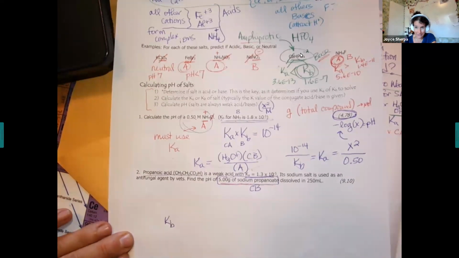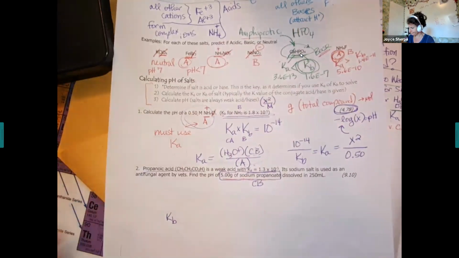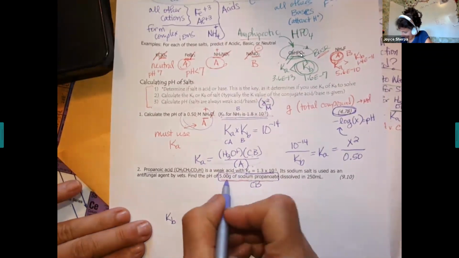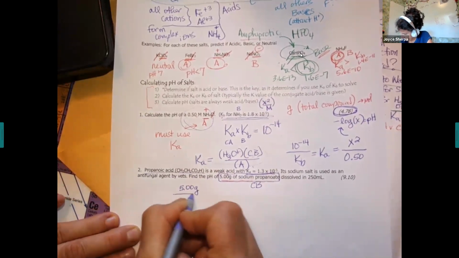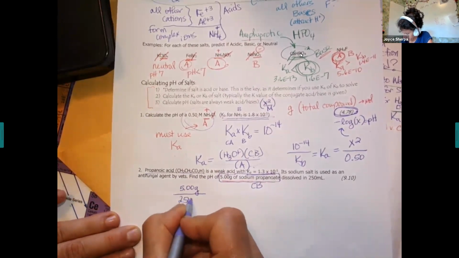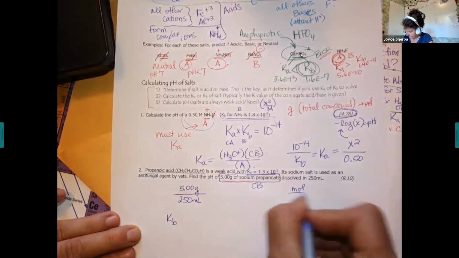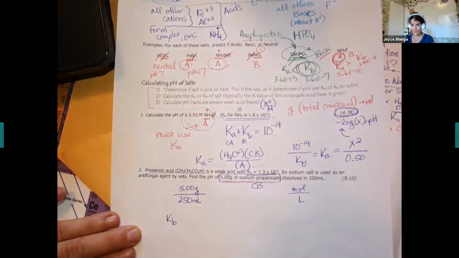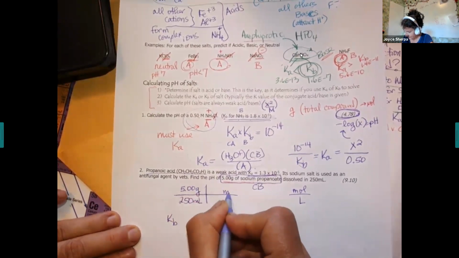Before we can use Kb, though, we have to find molarity. To find molarity, we'll break it into steps. We have 5 grams and we have 250 milliliters. This is where we have to get to moles per liter. So you're like, okay, I can do that. Well, we have to change our grams to moles.